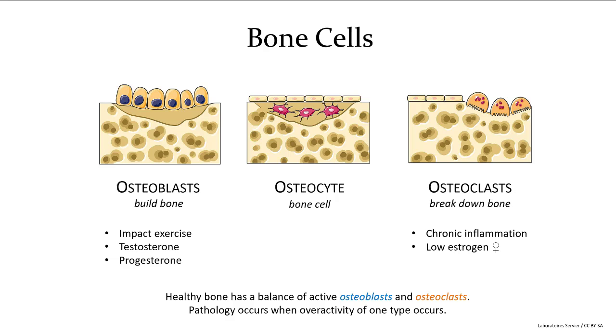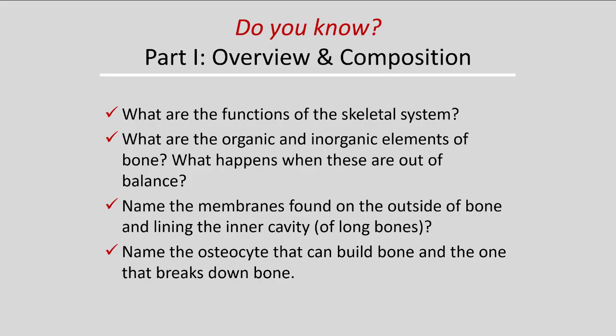Bone cells, here in summary, we can see osteoblasts build bone. The exercise, testosterone, progesterone are some ways that you can build bone. Osteocyte is just your bone cell, and osteoclasts break it down. Chronic inflammation contributes to that, as well as low estrogen or poor nutrition.